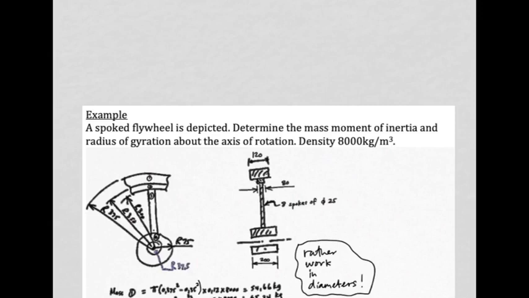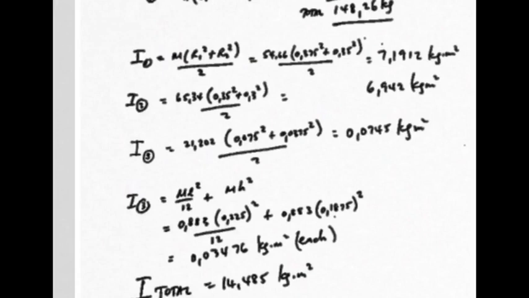This is our last problem, so make sure you get that right. And I've made a little note to myself here, rather work in diameters. So the solution I'm going to show you works in radii, as I recall, but you can work in diameters, that's fine. There's piece 1, check your answer there. Piece 2, piece 3, piece 3 being the spoke, converted using parallel axis theorem to the center of rotation.